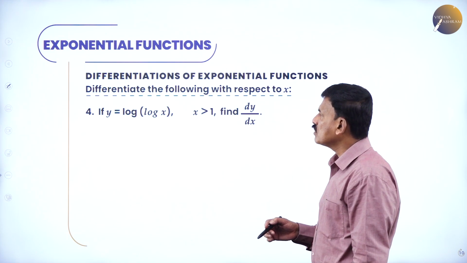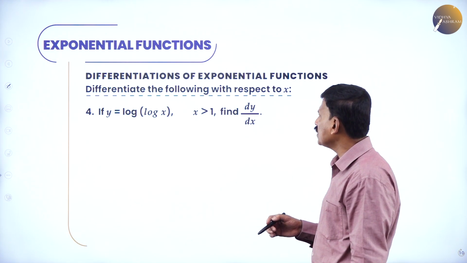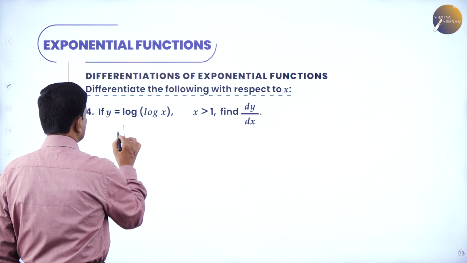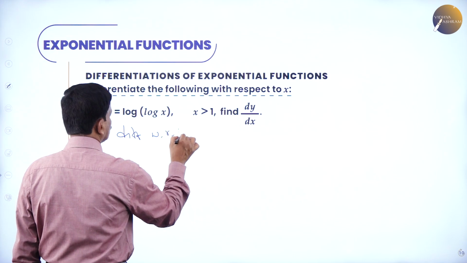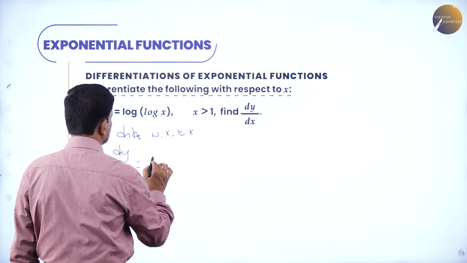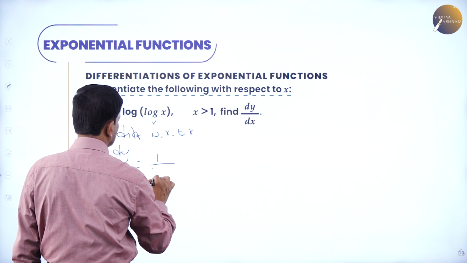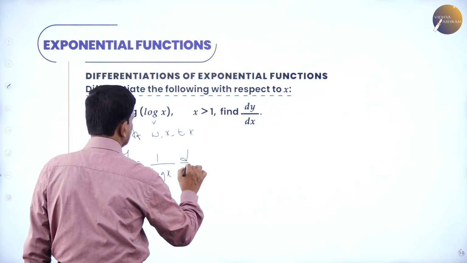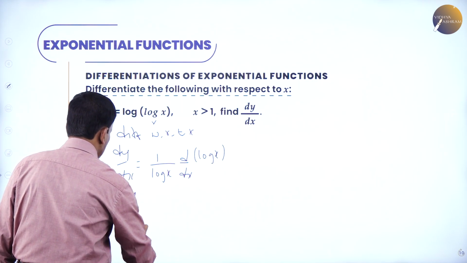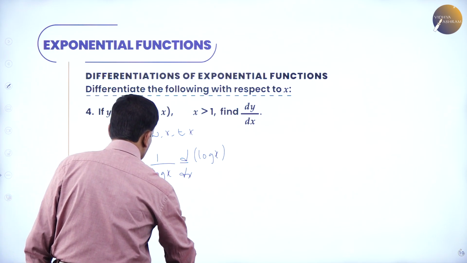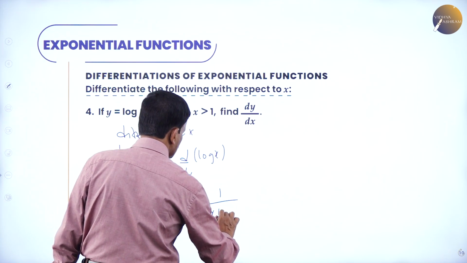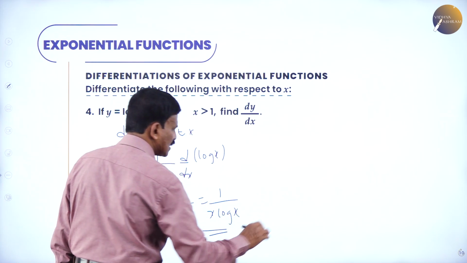Now if y is equal to log x, if x is greater than 1, find dy by dx. Very simple problem. Differentiating with respect to x, dy by dx is equal to 1 over log x, since the derivative of log x is 1 over x, into d by dx of the inside function log x. Therefore dy by dx is equal to 1 over log x into 1 by x, which is 1 over x into log x. That's it. 2 marks question.